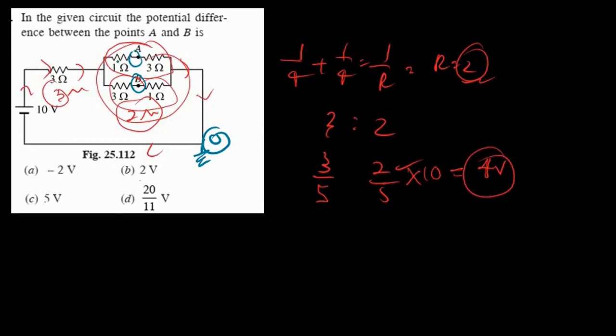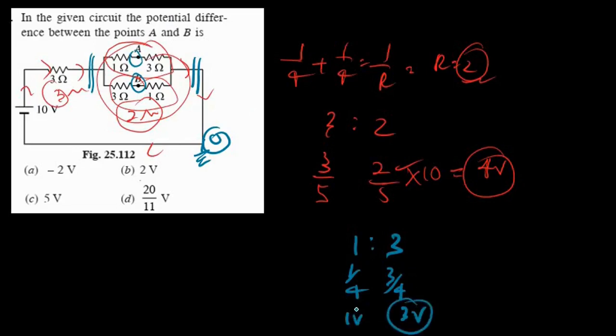Right now we know the potential difference across this system is 4 volt. Then again across 1 ohm and 3 ohms, 4 volt will be shared. So again the ratio is 1:3, so 1 over 4 plus 3 over 4. So 3 ohms will be getting 3 volt and 1 ohm will be getting 1 volt.